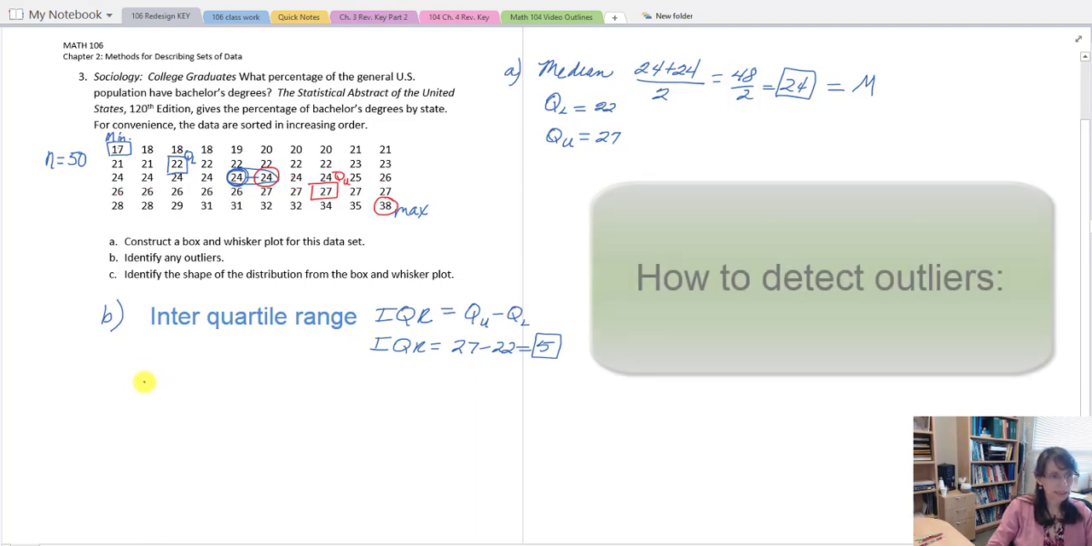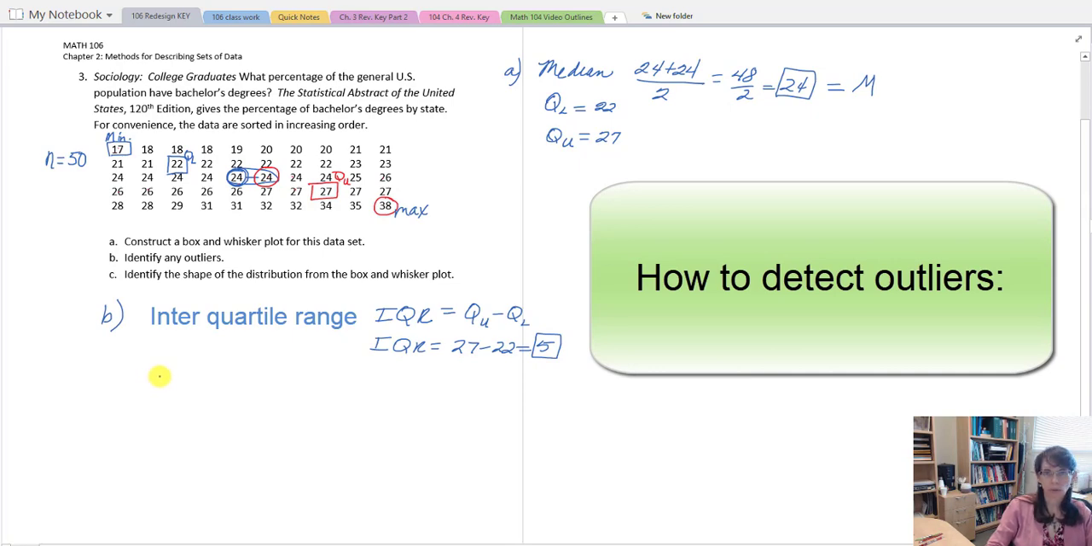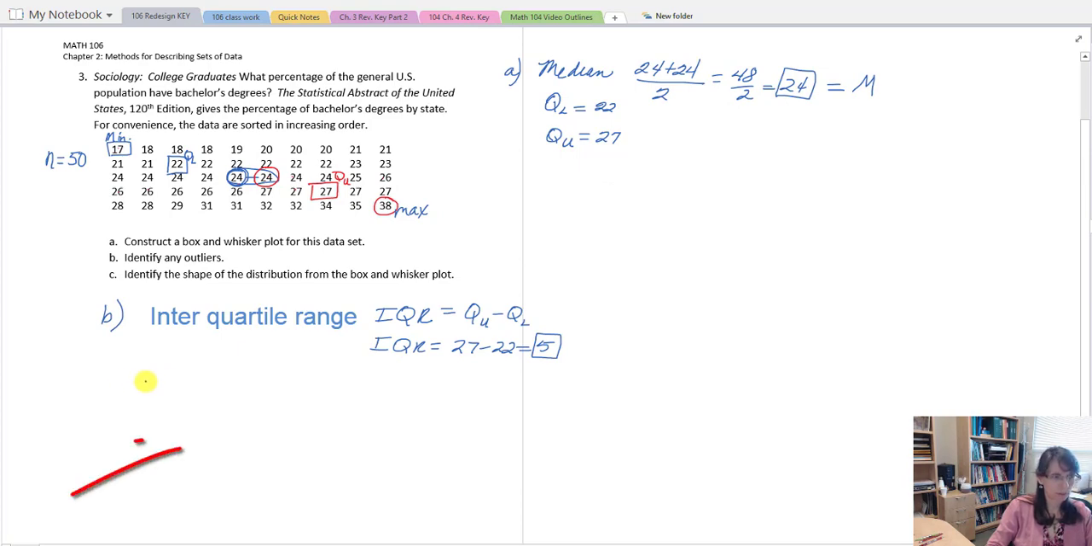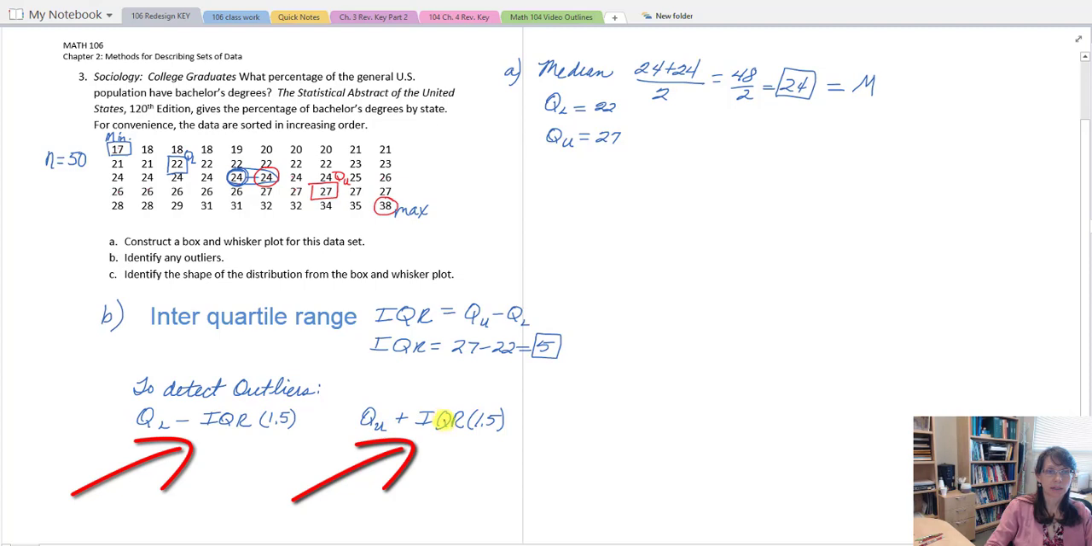The way we're going to detect outliers is to take the lower quartile minus the IQR times 1.5. And then we'll take the upper quartile and add it to the IQR times 1.5. So we have the value for Q sub L, that was 22, minus our interquartile range of 5, so 5 will be multiplied by 1.5. That gives us 22 minus 7.5, and that value is 14.5. So really what this tells us is that any measurement in our data set that is 14.5 or lower will be considered an outlier.